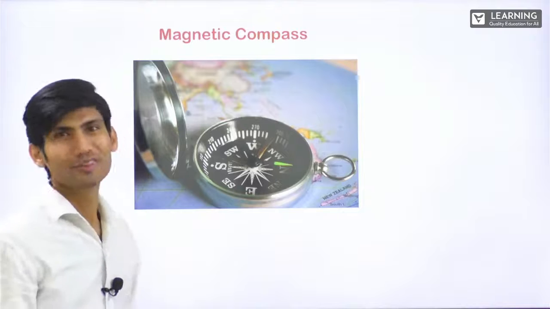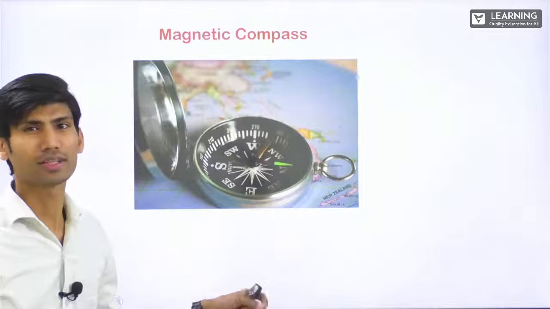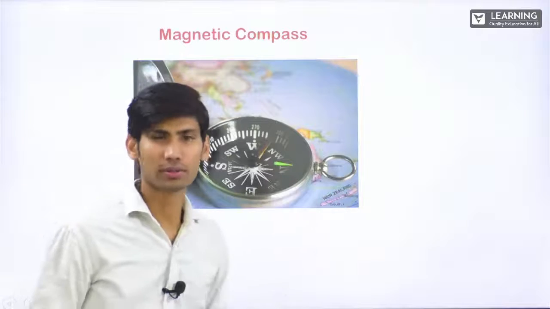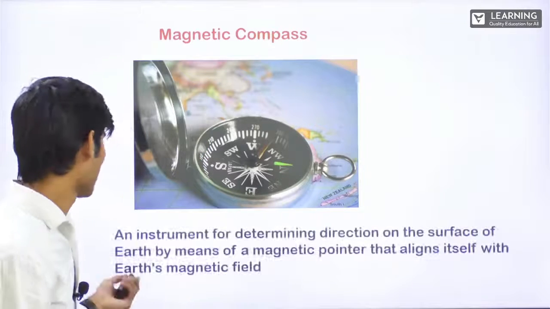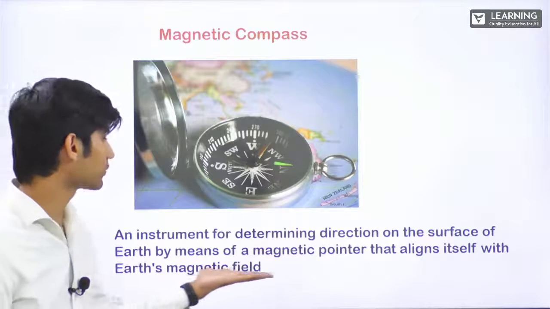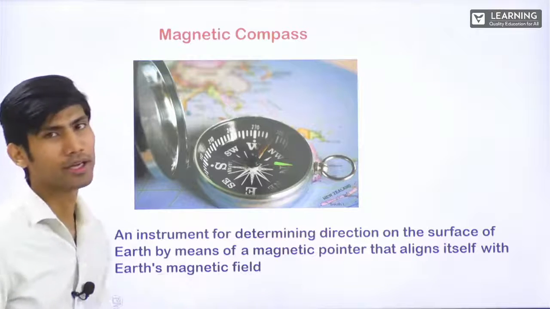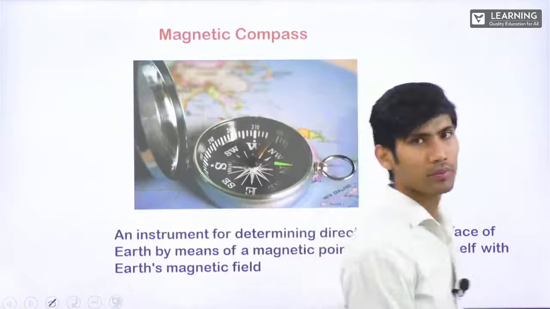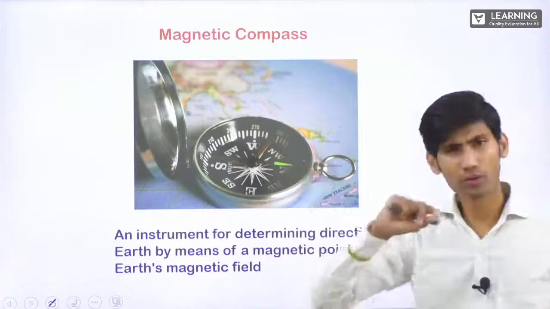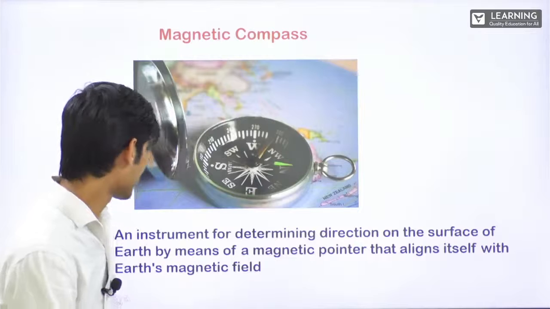Nowadays we use Google Maps to go from one place to another. We don't need this compass anymore, but still at some places like Vastu, they are still using these compasses. Still a lot of uses are there. An instrument for determining direction on the surface of Earth by means of a magnetic pointer that aligns itself with Earth's magnetic field. Clear? There is a magnetic pointer inside it which will always align itself in the direction of Earth's magnetic field.